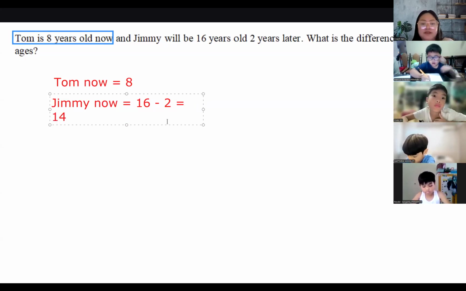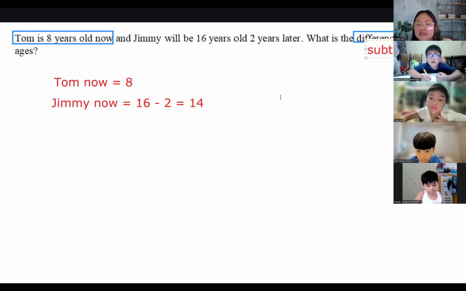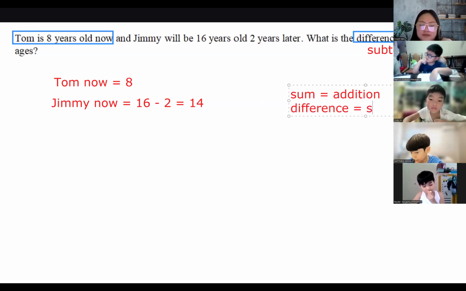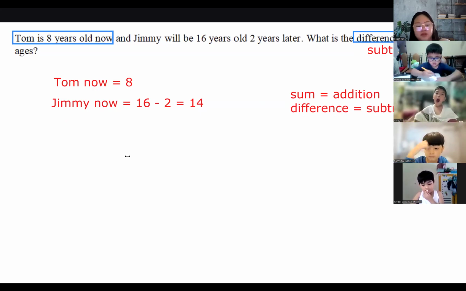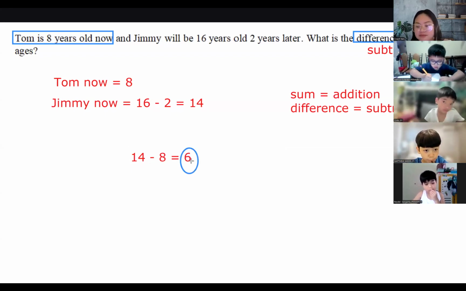Okay? So, they are asking for the difference. What's the operation when you ask for difference? This is subtraction. Diba? Sum, if you remember, sum is equal to addition. And difference means subtraction. So that means you just subtract Jimmy and Tom's ages. 14 minus 8, you get 6. And that is the answer. Get this?